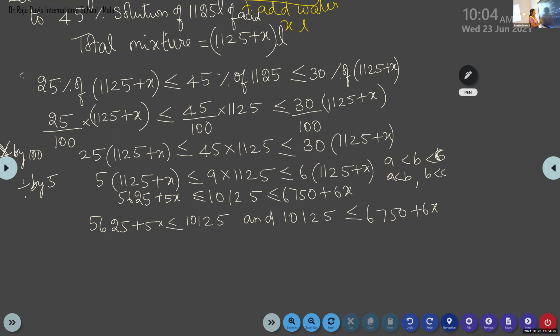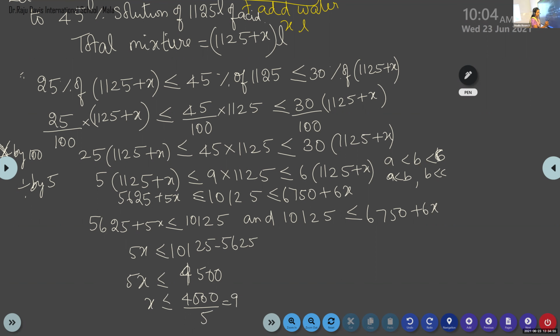So we can write this as 5x is less than or equal to 10125 minus 5625. So x is less than or equal to, find out what is the value. You subtract this. 5x is less than or equal to 4500. So x will be less than or equal to 4500 by 5, which is 900.